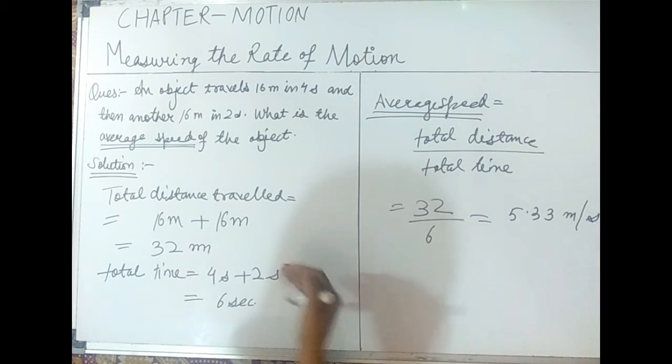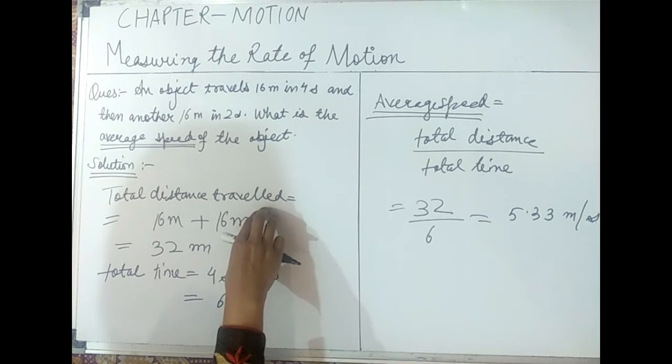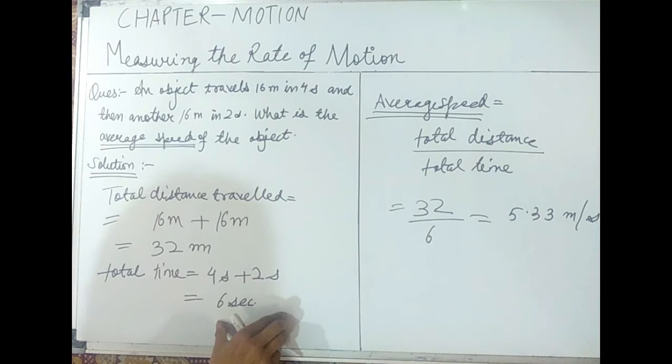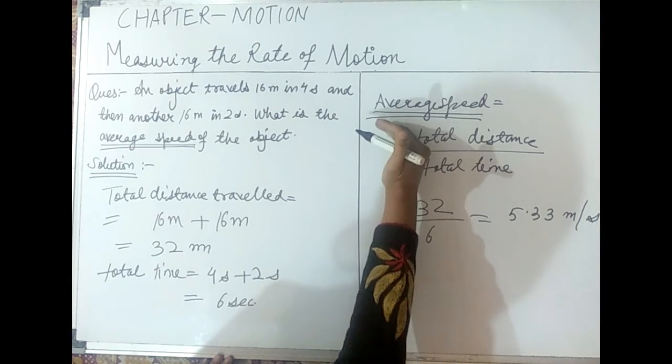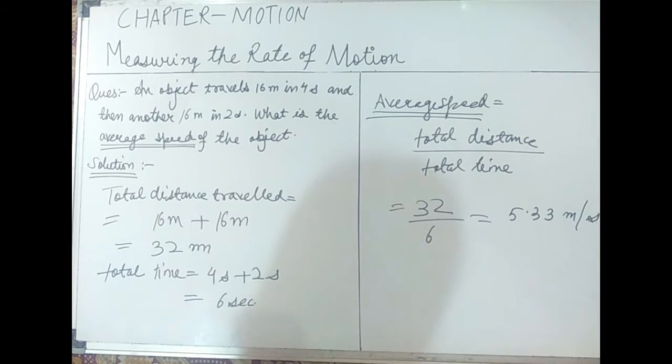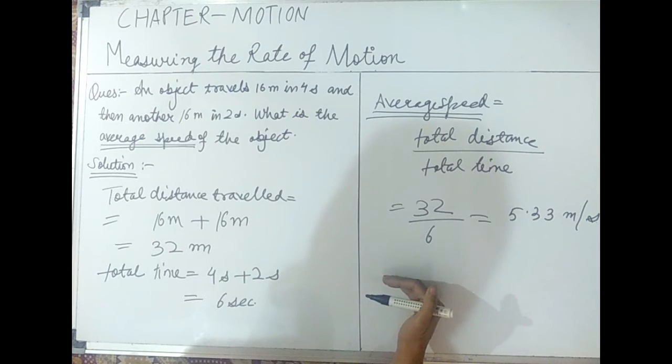What have we done here? First we calculated the total distance, then we calculated the total time and we divided both of these quantities and we got the average speed here. Okay, so now the concept of average speed is clear.